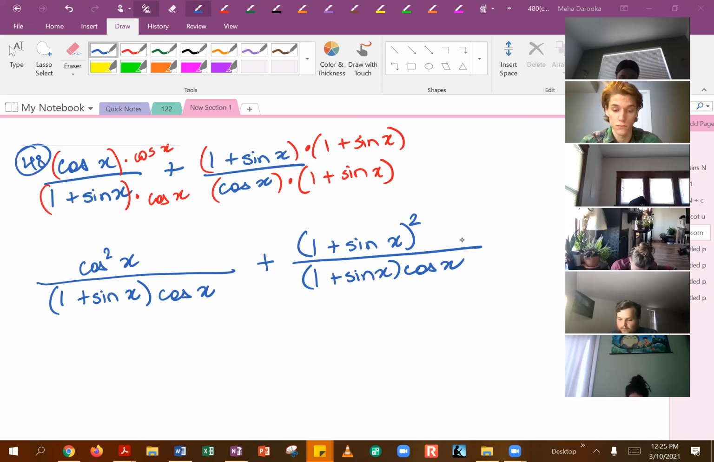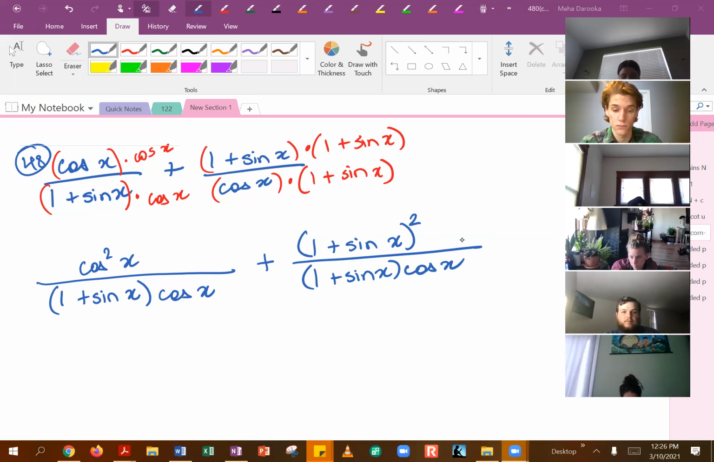So just looking at this, what do you think you want to do next? How would you proceed from this stage going forward? Do we want to go ahead and FOIL that 1 plus sine of x with the square on the outside? No, you should, sorry, Scotty, go ahead. No, I'm a step ahead.